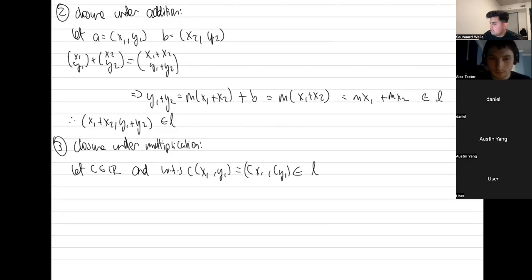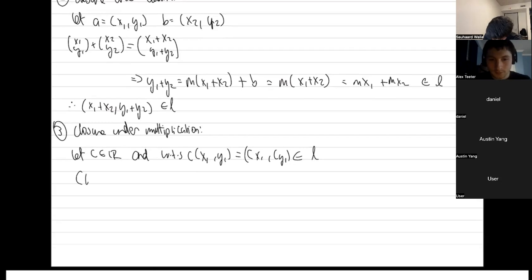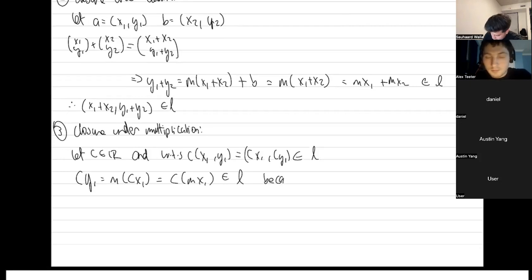So let's check if it's a part of L. Well, C of y1 would equal C of, sorry, m multiplied by C of x1, and that's the same thing as saying C multiplied by m of x1, and then we are able to conclude that this is also a part of L, because again, b was equal to 0, so sorry, I should write that part as well. So that's b, which is the same thing as m C x1, and that's the same thing as C m of x1, which is in L. So we've shown closure under multiplication as well.